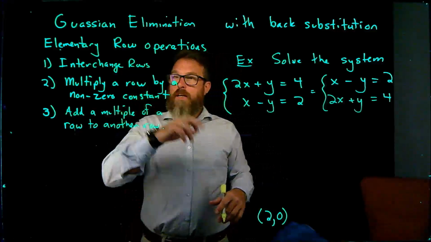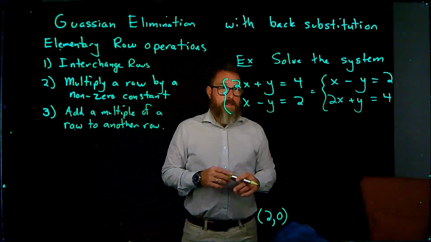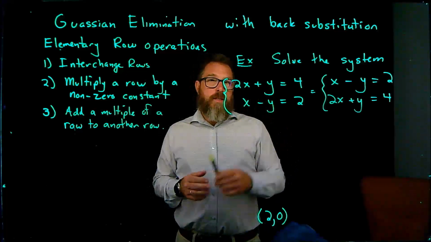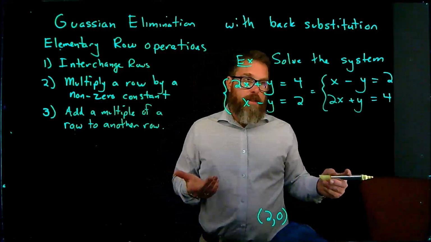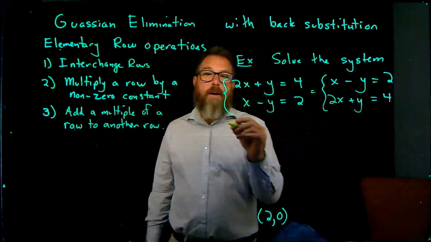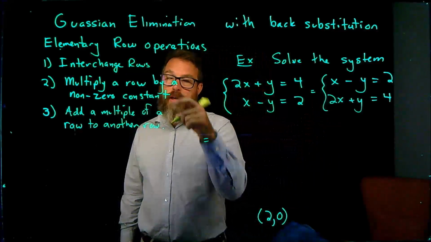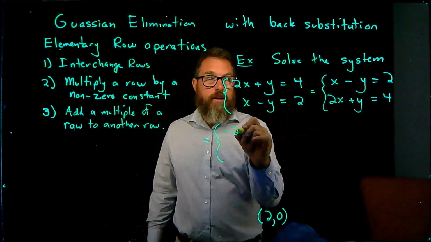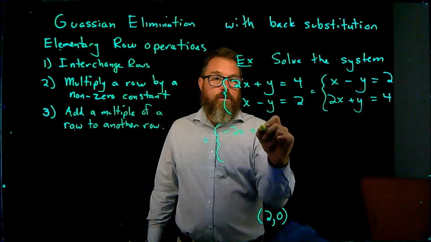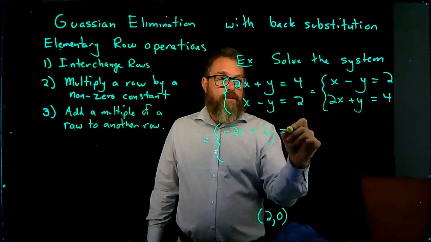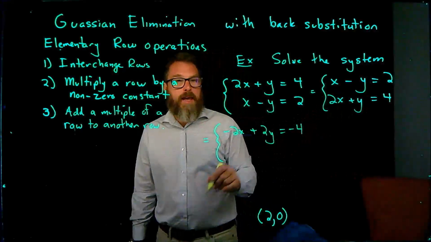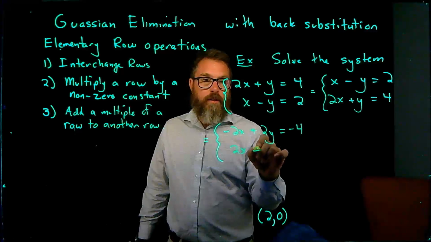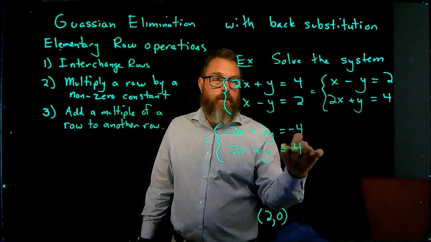Now it also says I can multiply a row by a non-zero constant. So it was already set up to easily eliminate the y's. Let's go ahead and eliminate the x's instead. So what I'm going to do is multiply the top row by -2, because I can do that. I can multiply any row by a non-zero constant. So this times -2 is minus 2x, times -2 is plus 2y, times -2 is going to be minus 4. And then I have the new bottom equation.